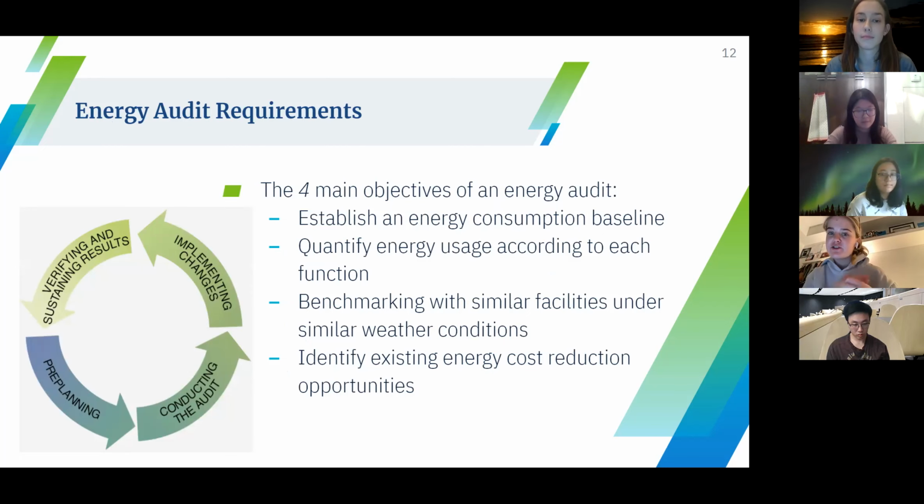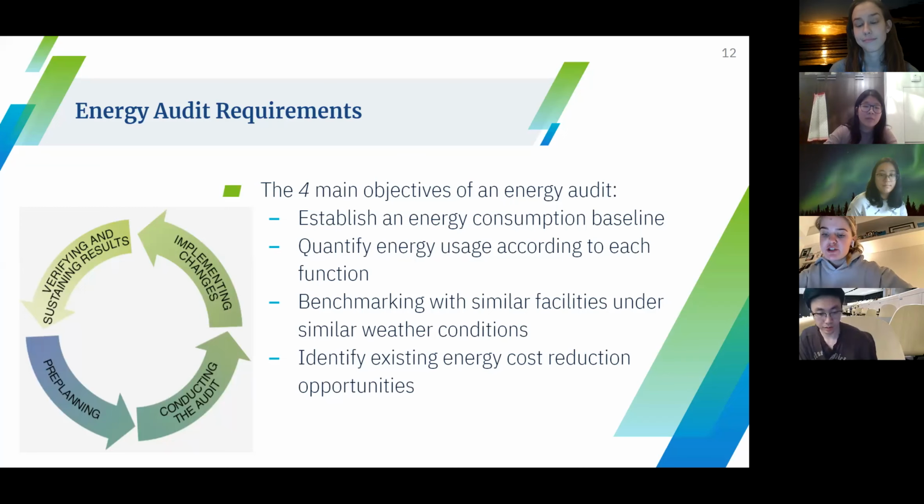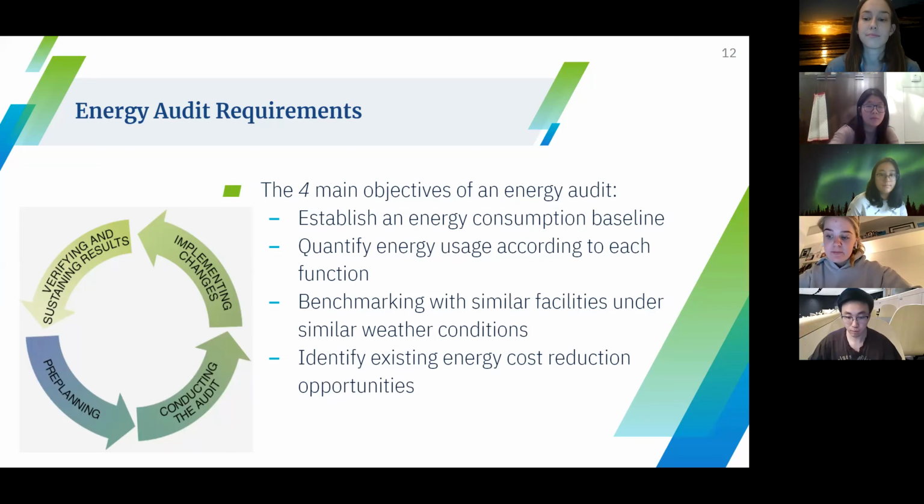So an energy audit is the next one, and basically an energy audit is the key to a systematic approach to decision making in the area of energy management. The primary function of an energy audit is to identify all of the energy streams in a facility in order to balance total energy input with energy use. The four main objectives of an energy audit are as follows. So establish an energy consumption baseline, quantify energy usage according to each function, benchmarking with similar facilities under similar weather conditions, and identifying existing energy cost reduction opportunities.